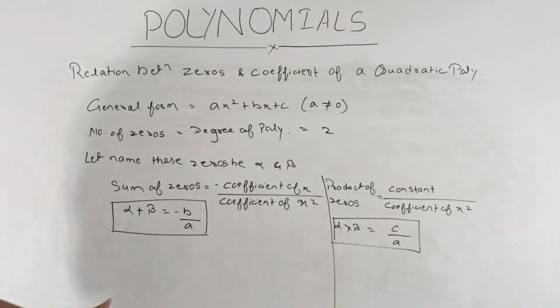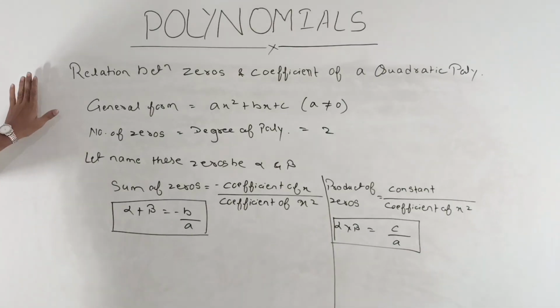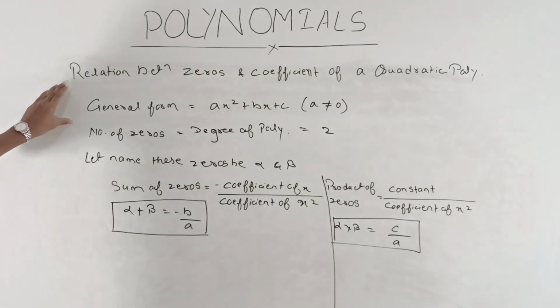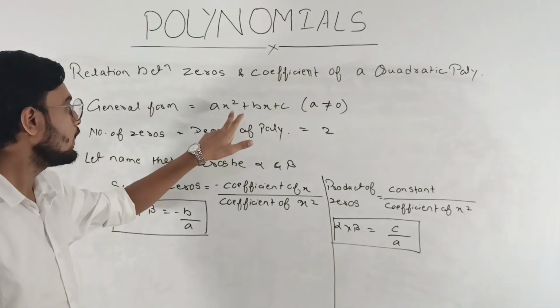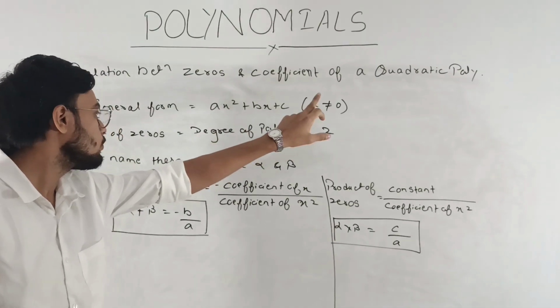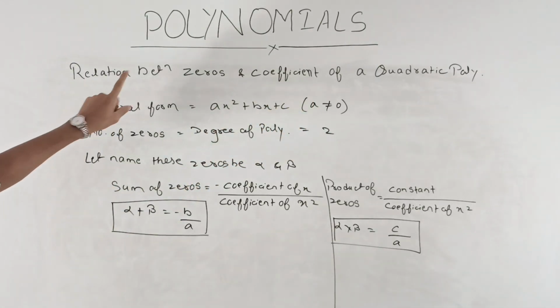The sum of zeros is equal to minus b upon a. Understood? First we saw the general form of a quadratic polynomial, ax square plus bx plus c, where a cannot be zero. Now the number of zeros is equal to the degree of the polynomial.